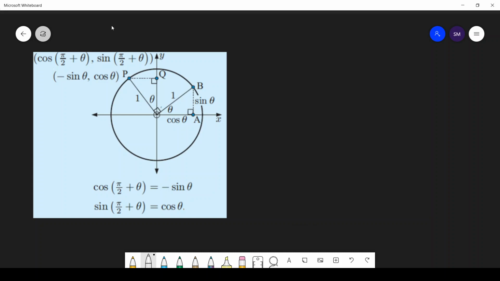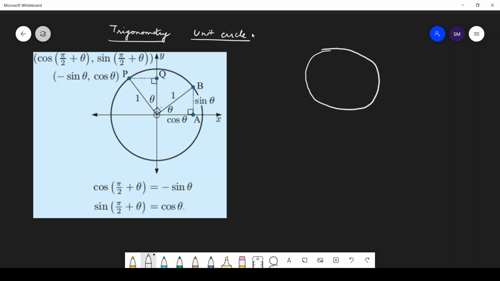So students, we are doing trigonometry, and we are learning trigonometry with the help of the unit circle. So we have a unit circle. Unit circle means a circle whose radius is equal to 1 unit.